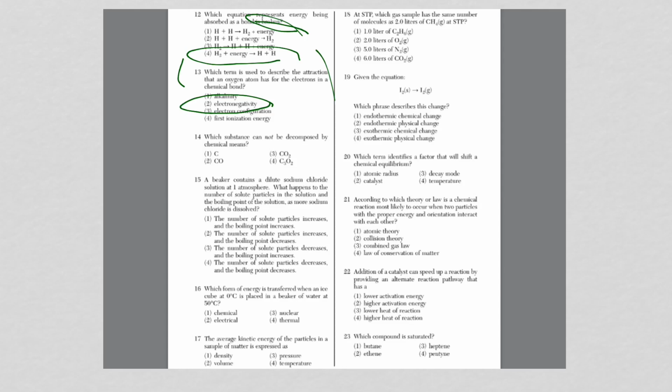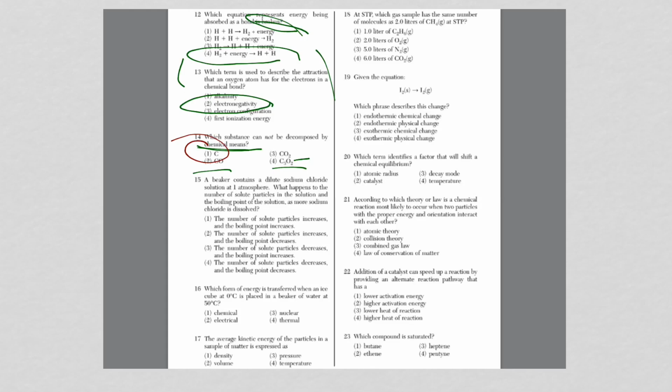Which substance cannot be decomposed by chemical means? In other words, which substance here is an element? Because if I'm going to break down an element, now I'm going to break it down and it's not going to be that element anymore. The other choices, right, 2, 3, and 4 are all compounds. They can be broken apart into their elements. So the only answer that makes any sense here, that's our element, is choice 1 for 14.